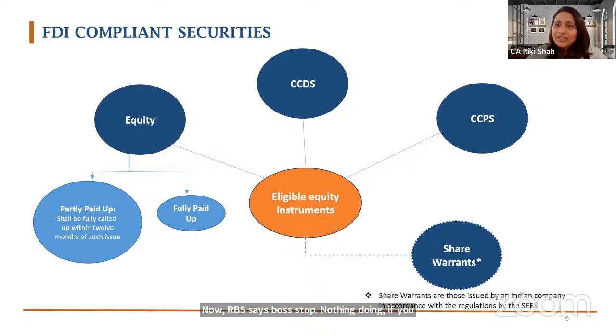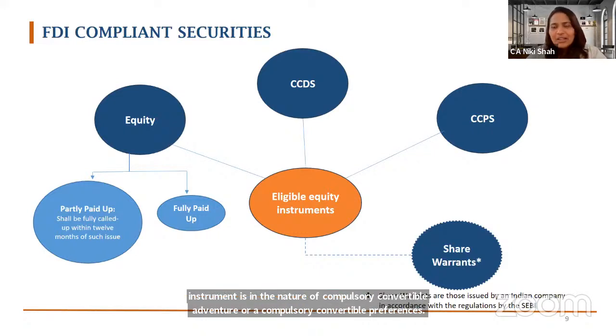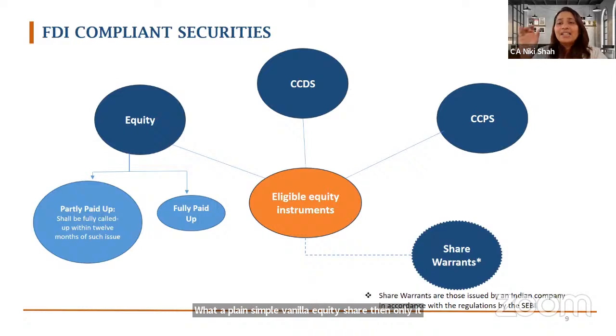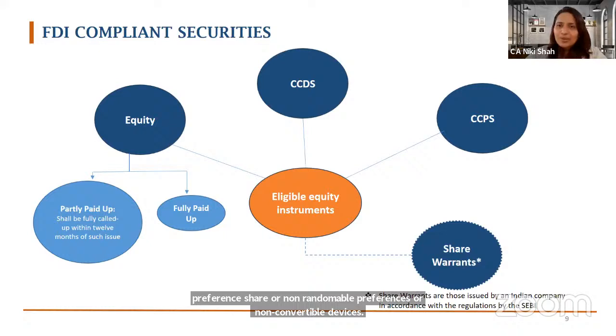If your instrument is in the nature of a compulsory convertible debenture or compulsory convertible preference shares or a plain simple vanilla equity share, then only it will be considered as eligible equity. The moment you bring in an optionality clause into it, such as optionally convertible debentures or optionally convertible preference shares or non-redeemable preference shares or non-convertible debentures, all of this will go into the criteria of debt and not into equity.